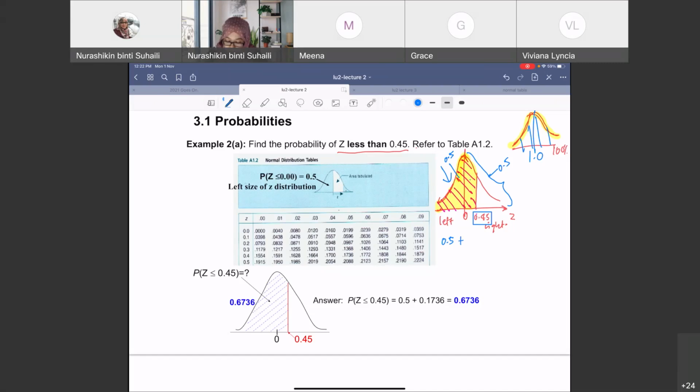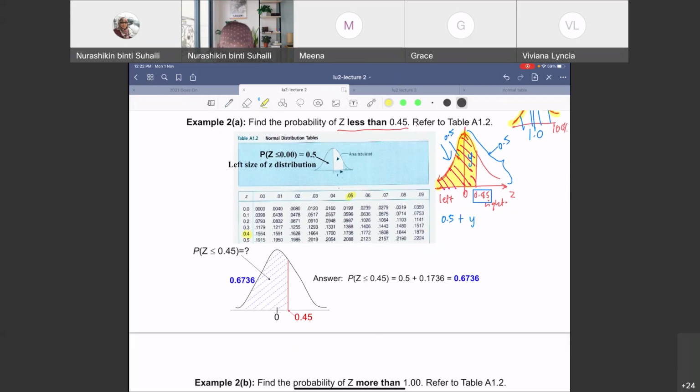Let's say you just name this area as y. So what is y here? You have to find the area in the table, which means you have to find when z equals 0.45. So this is 0.4 and this is 0.05. You match it and this is the value, and that is the area of y, which is 0.1736. So the total is 0.6736. That's the total area for z, that is the probability of z less than 0.45.